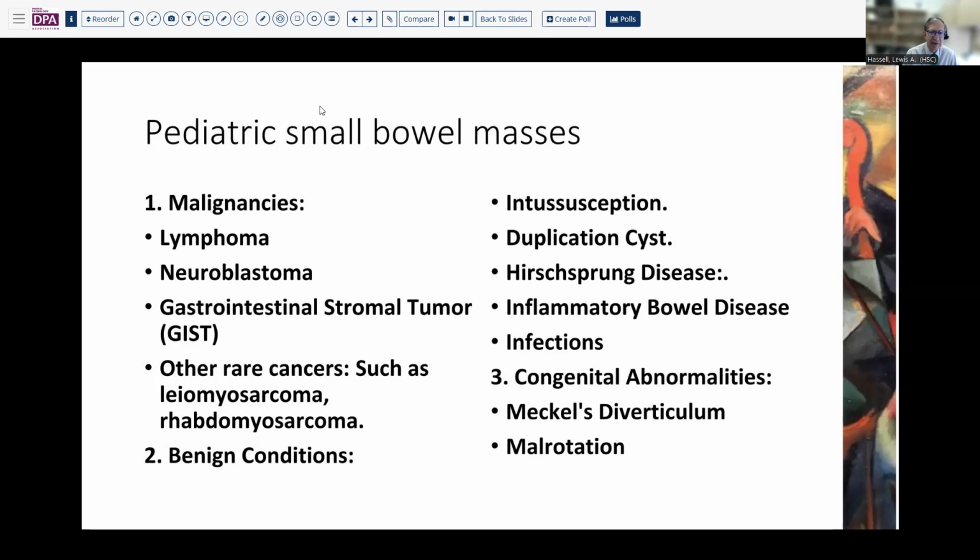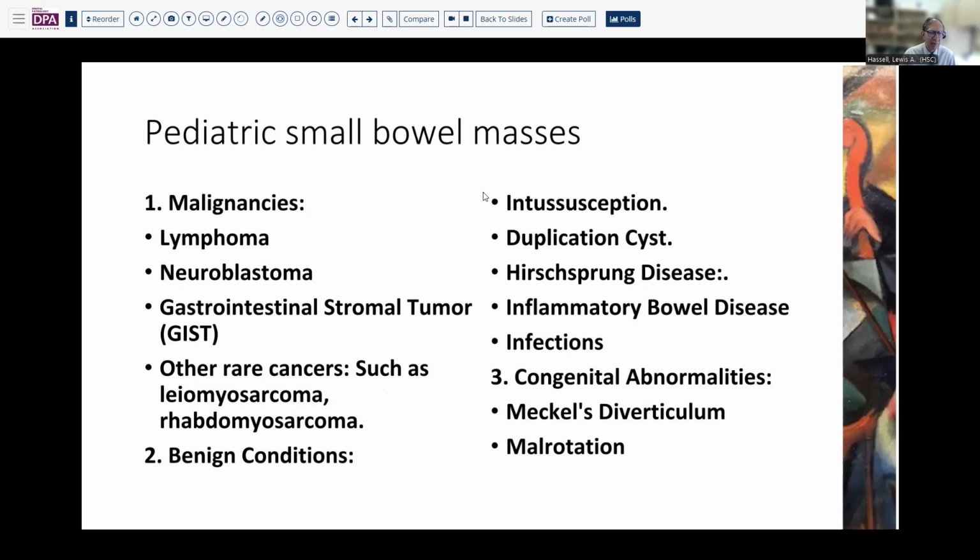So first off, the malignancies, if it's a malignancy, are going to be a different set, headed by lymphoma or neuroblastoma, much more likely than the more commonly encountered neuroendocrine tumors or adenocarcinomas of the adult population. Additionally, other less frequently encountered tumors like sarcomas are more frequently encountered in this setting in the pediatric age group. GI stromal tumor occasionally can present in childhood as well.